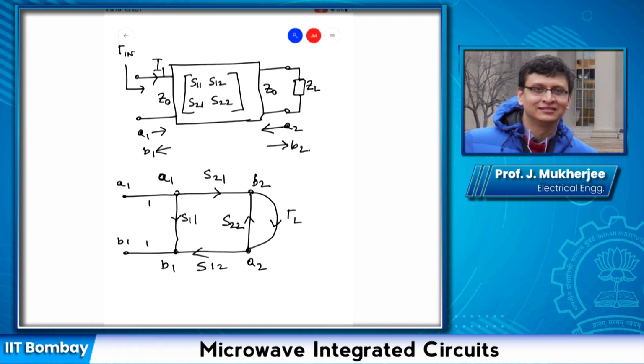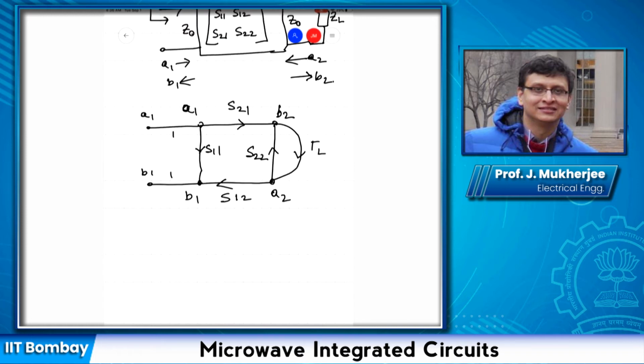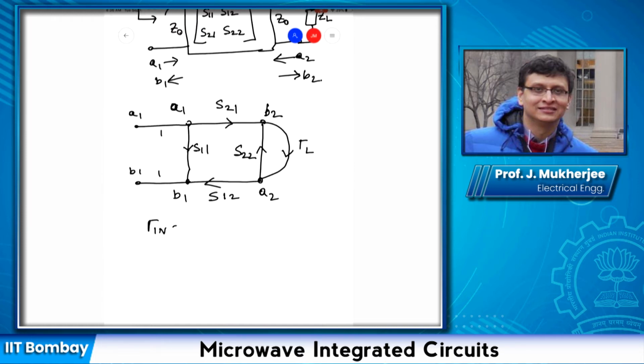And we now have to find the ratio, so gamma in is equal to B1 upon A1. So the first thing that we have to follow is how many forward paths are there. So forward path, as I said, one is this one and the other is this one. How many loops do we have? So I use the blue color for the loop. So this is one, there's only one loop.